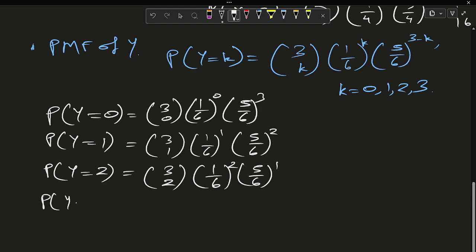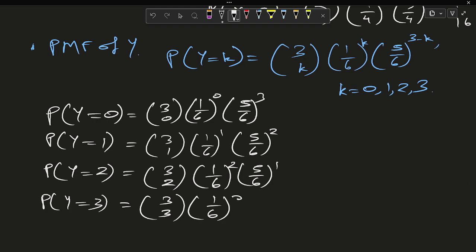And after that, my Y equals 3 will be 3C3 into 1/6 to the power, sorry, that will be 3. And that will be my 5/6 to the power 0. So this is 3 by my 6 cube. Sorry, 3C0 is my 1. So 5 cube is my 125. So by this, that will be 216.